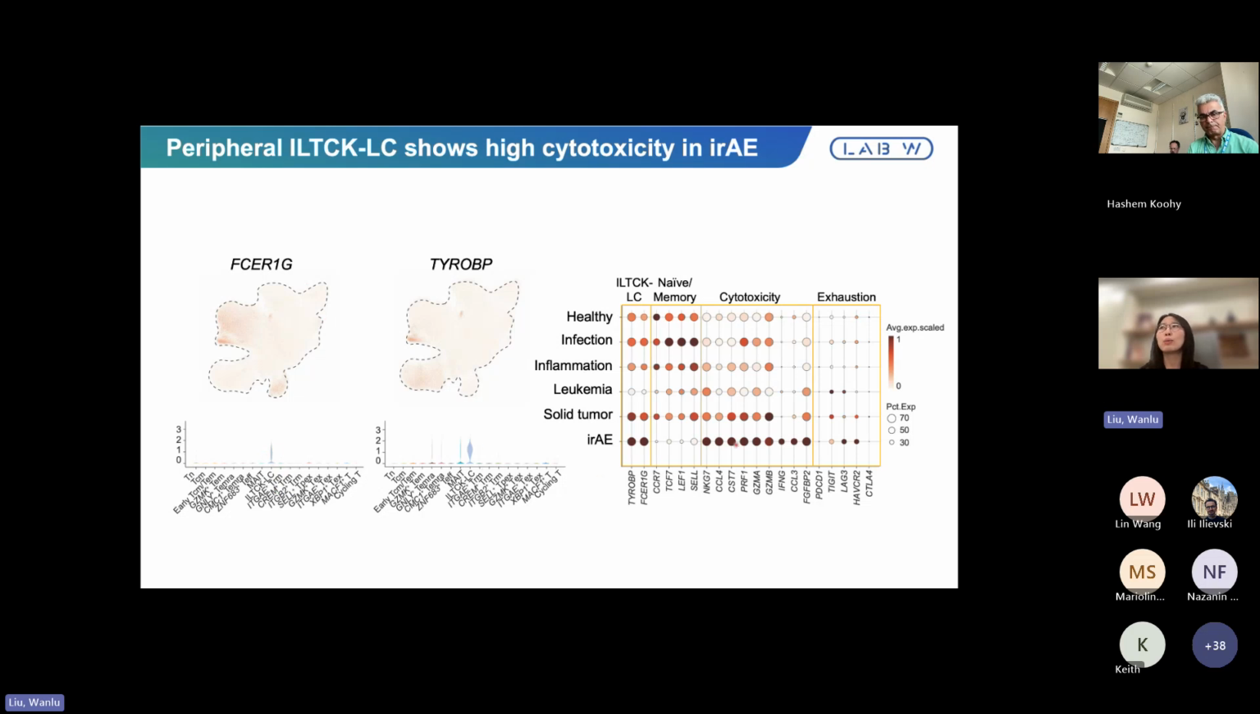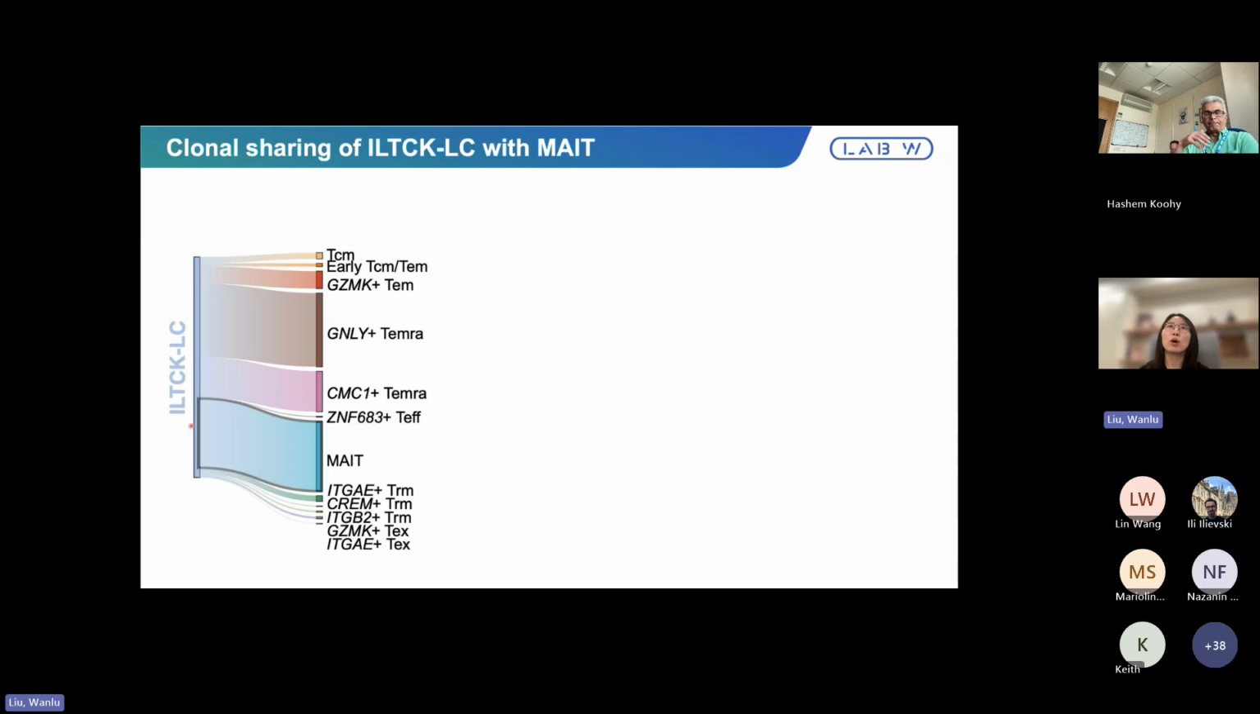Those IOTCK-like cells show high expression of the IOTCK marker genes, which are FCER1G and TCRαβ. And very importantly, they show very high cytotoxicity, especially in the IRAE, which means they might be functionally relevant in IRAE or solid tumors. And when we look at what other cell types share clonotypes with IOTCK-like cells, we identify TEMRAs, memory cells, or effector cells. But something caught our attention: the MAIT cells, which are the invariant CD8 T cells that use the invariant T cell alpha chains, actually share a lot with these IOTCK-like cells we defined.